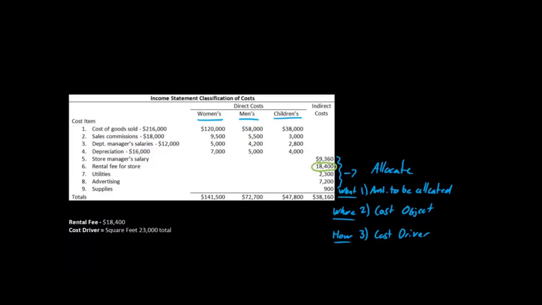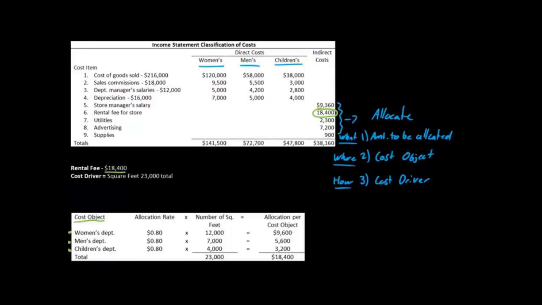We know the rental fee is $18,400, and we know the where, which is the cost object, and that's the three departments. We can see the three departments down here: women's, men's, and children's department. And then we just got to decide how. And the how is going to be the cost driver, or what's driving the cost.